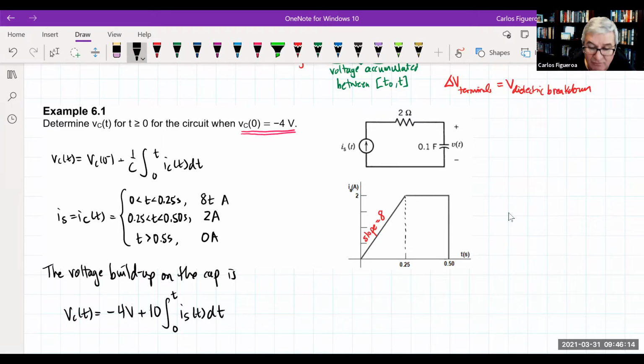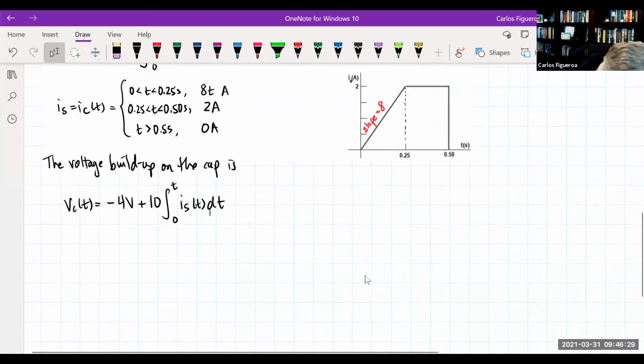And that's how I'm going to get the voltage of the cap here. So what I'm going to do here is look at those 2 time intervals. So let's go do that. The first time interval has to be time interval number 1.